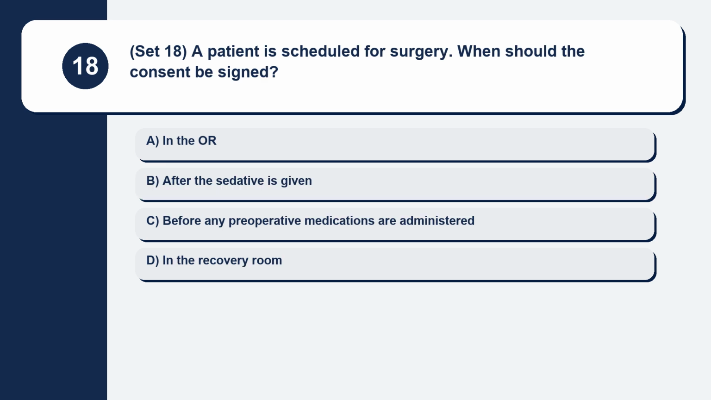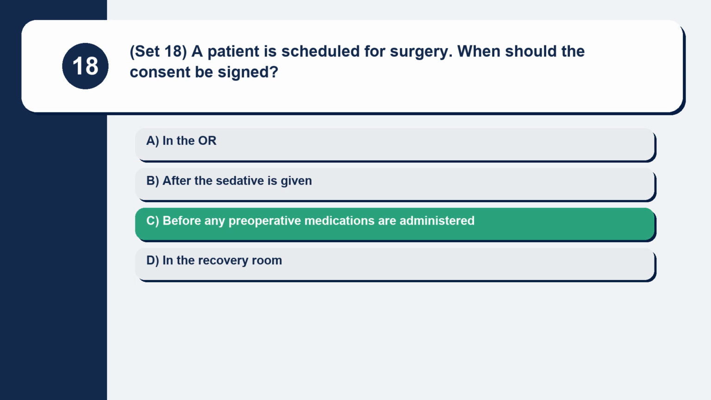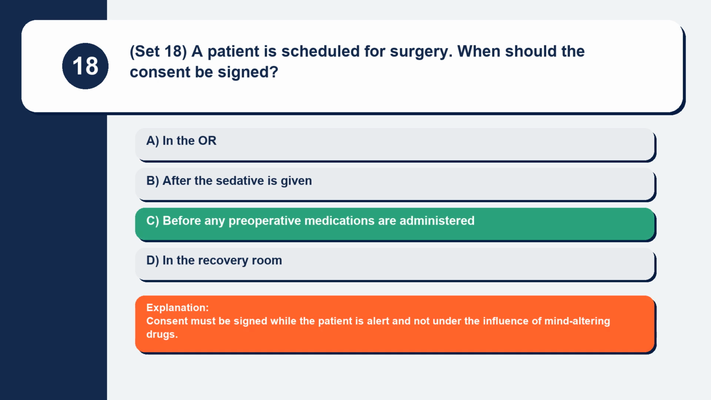Question 18, Set 18. A patient is scheduled for surgery. When should the consent be signed? In the OR, after the sedative is given, before any preoperative medications are administered, in the recovery room. Consent must be signed while the patient is alert and not under the influence of mind-altering drugs.